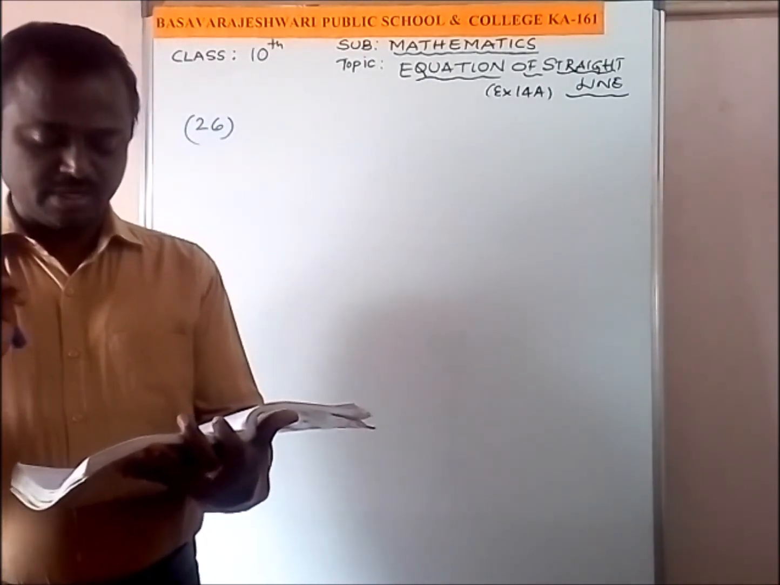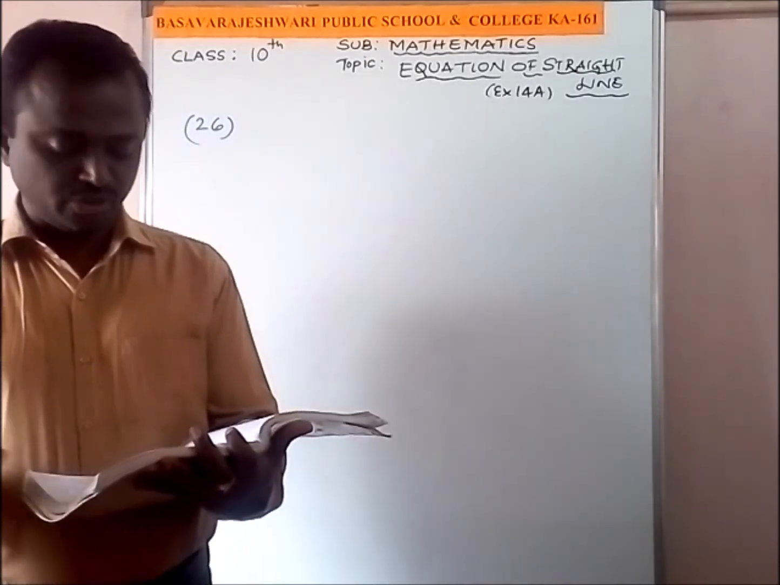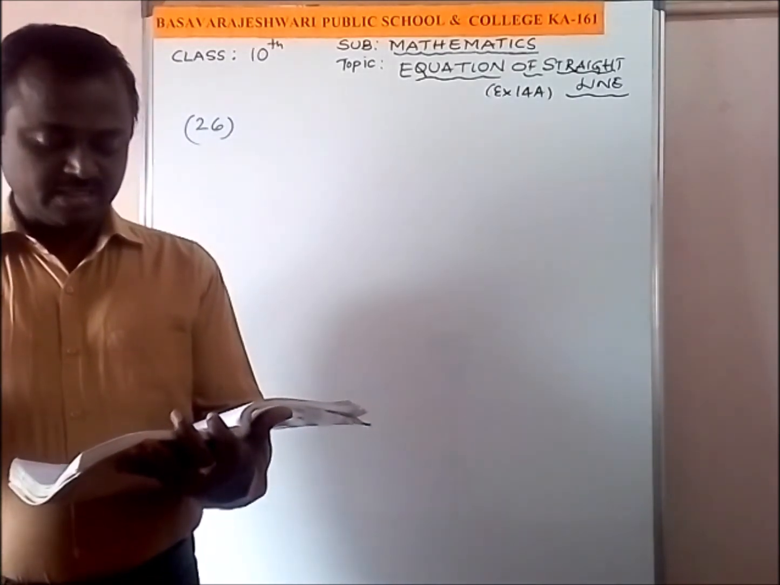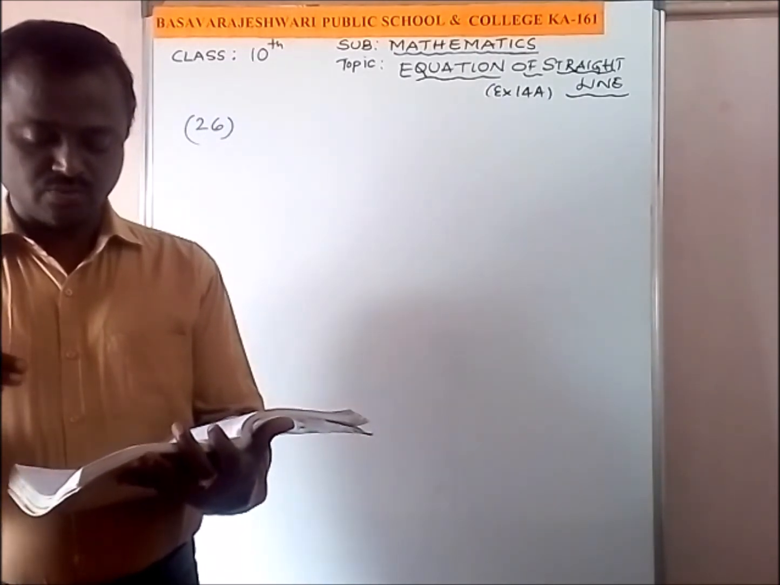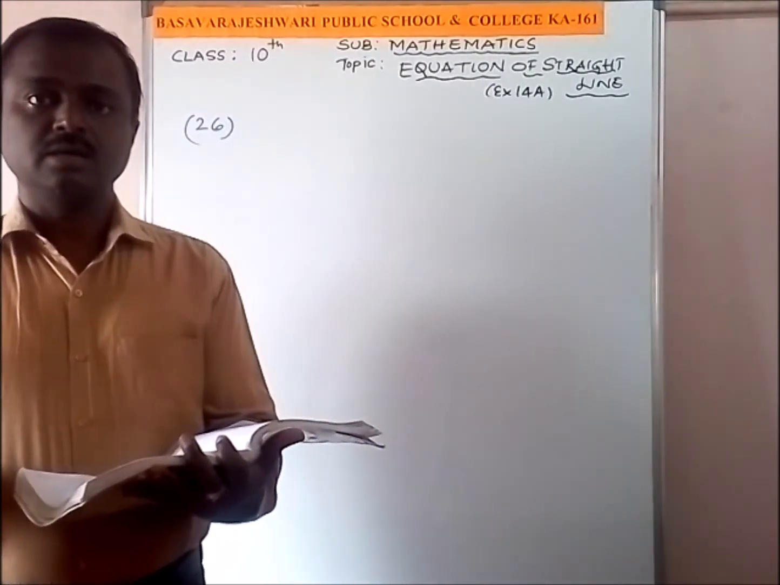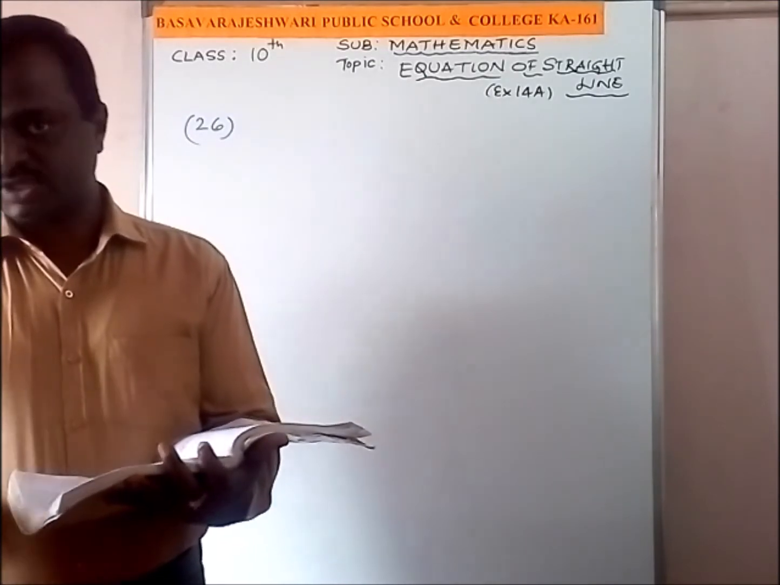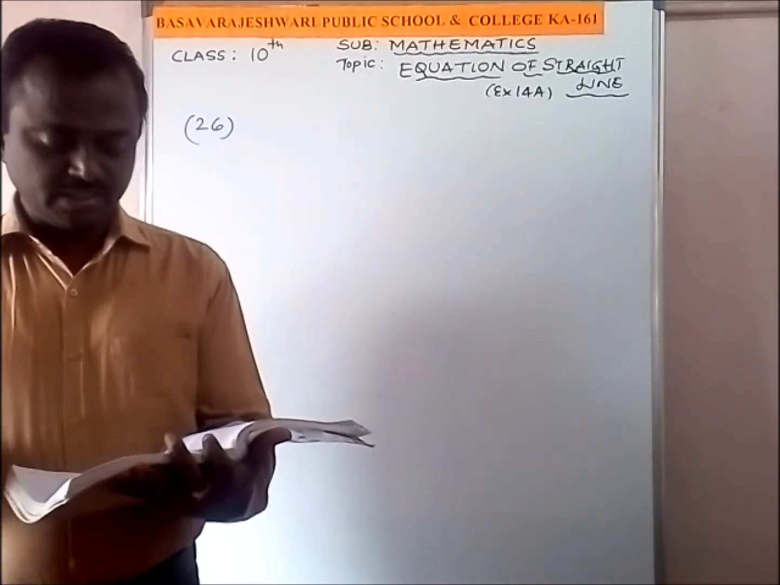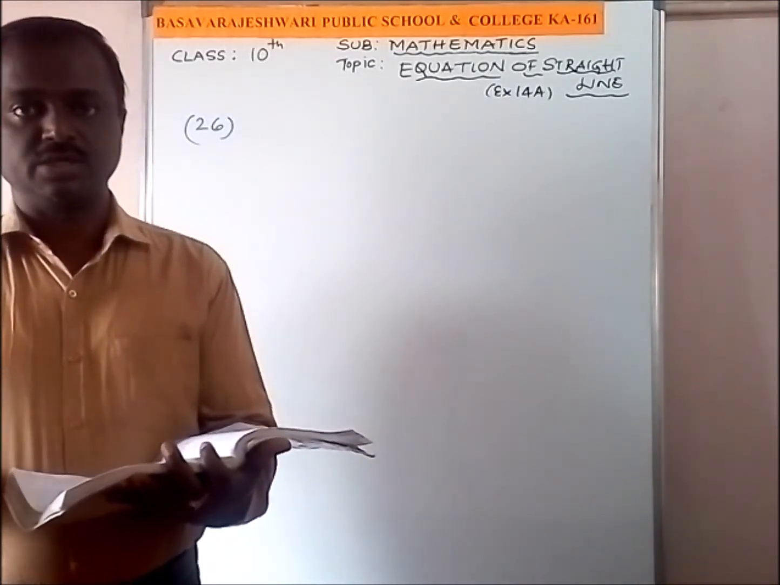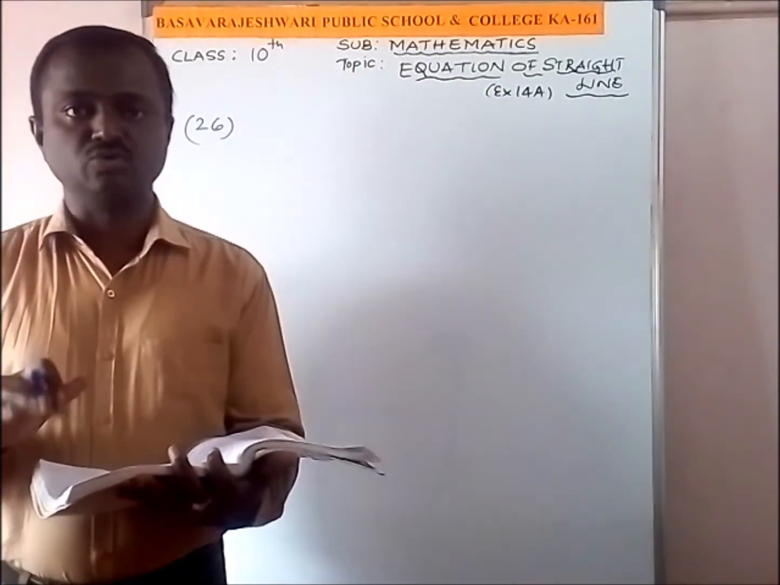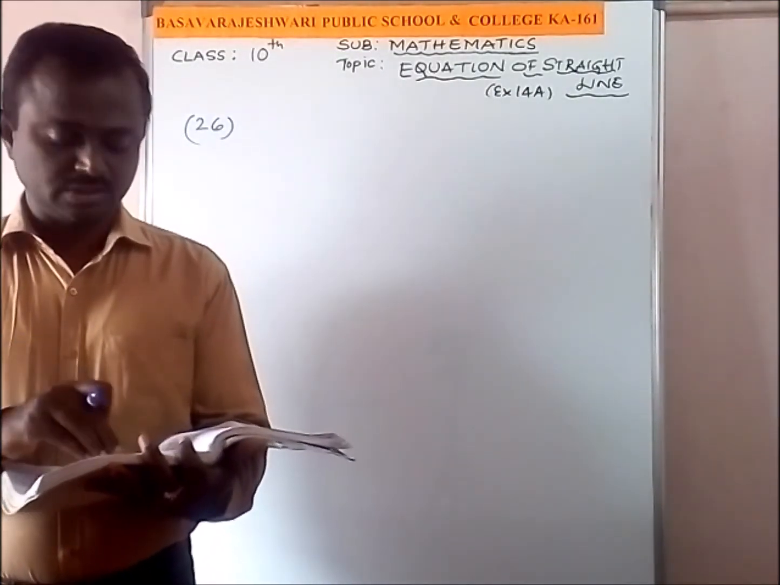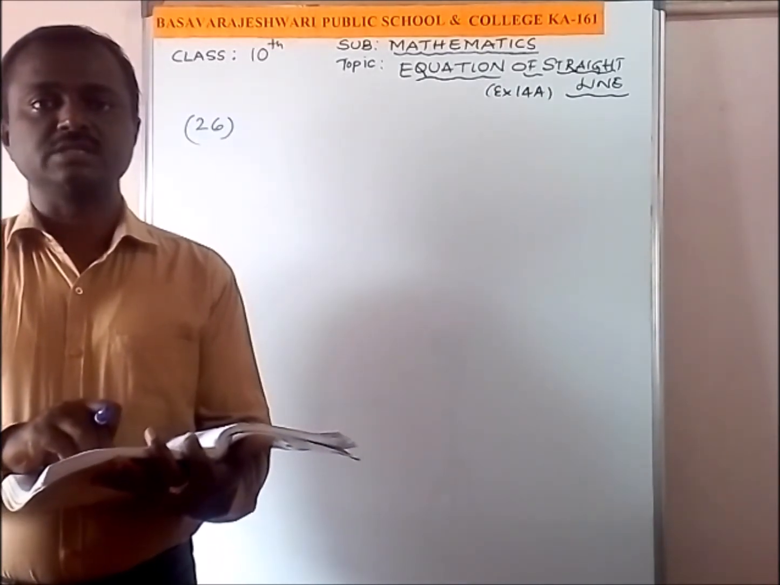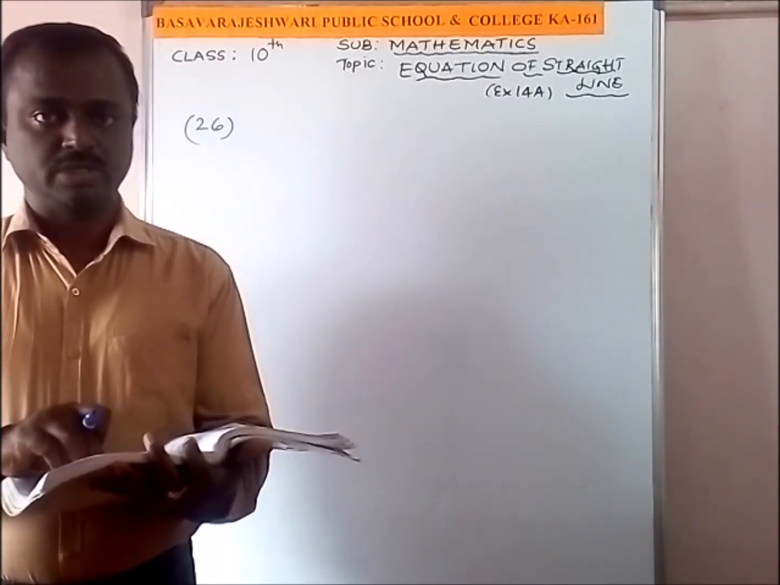Find the length of AB and AC using the distance formula. Find the ratio in which Q divides AC. So Q is dividing AC. What is the ratio? That means you have to use the section formula. Find the equation of the line AC. Equation means you can use any form, two-point form or point-slope form. So this question 26 also I am giving as homework.